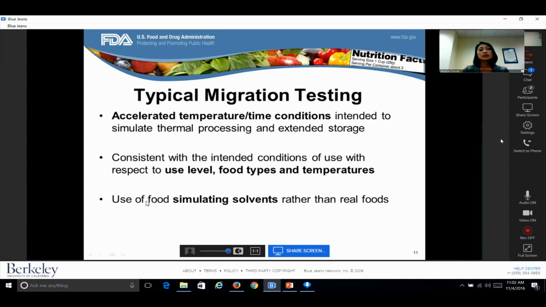The migration testing is consistent with the intended conditions. That includes the use levels, the food types, and temperature. For instance, if a food contact substance is only going to be used at a level of 5% in a food contact article, then it should be tested at that use level and with the specific food types and temperatures. We also have recommended food simulants. Migration testing can be done on real food, but due to difficulties in analytical testing, oftentimes it's easier to do food simulants, so we have a list of recommended food simulants in our guidance as well.